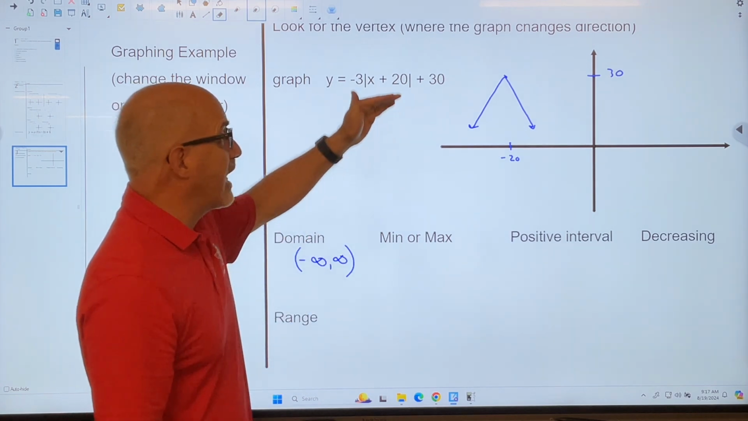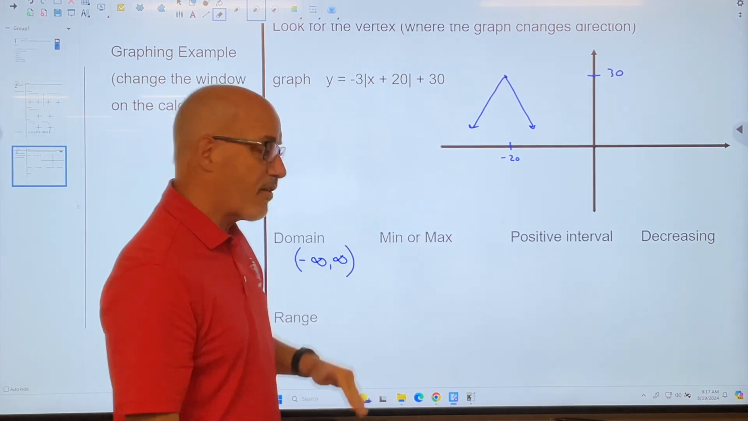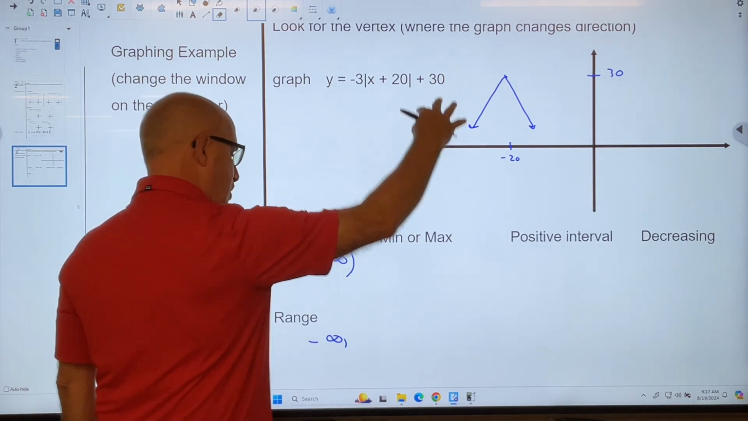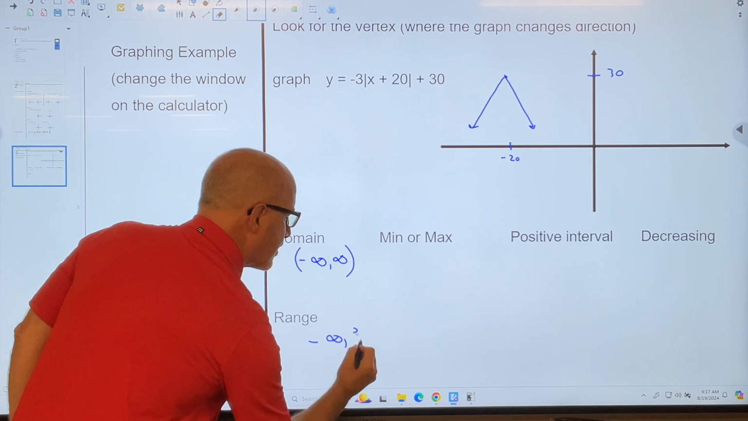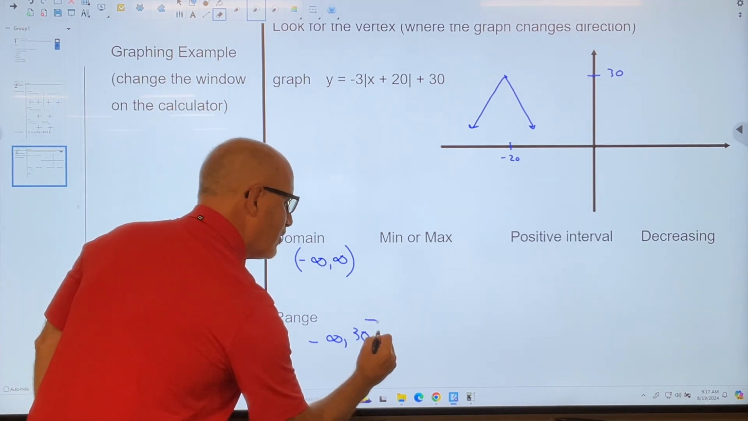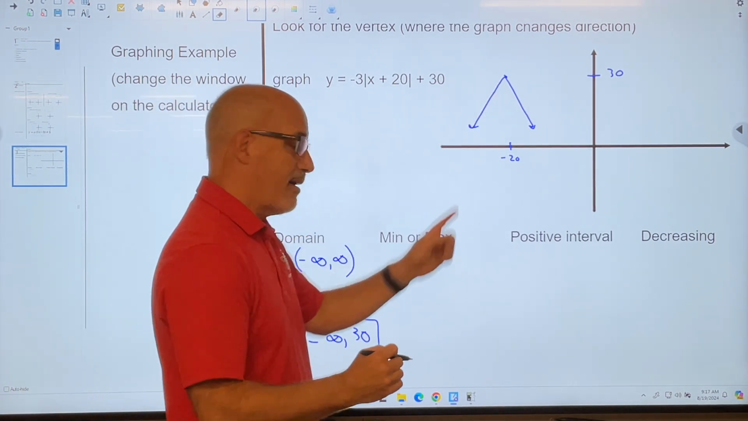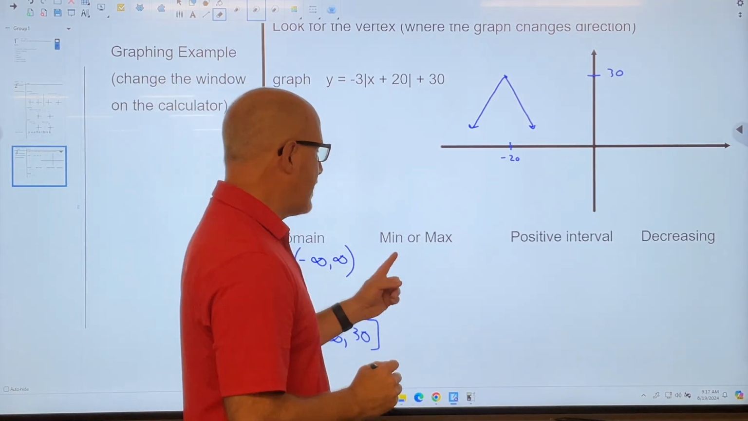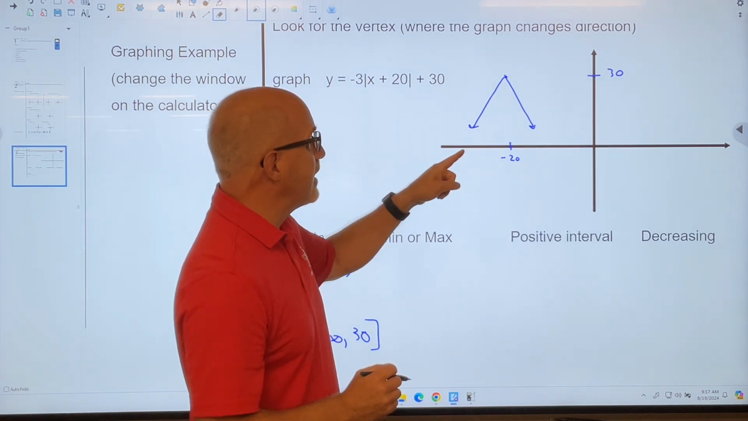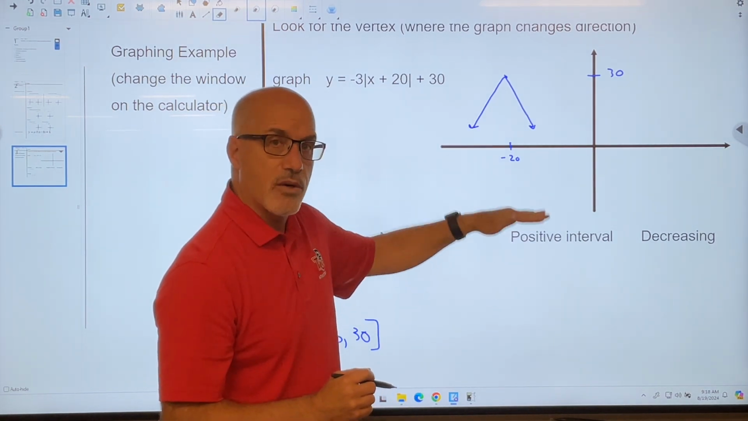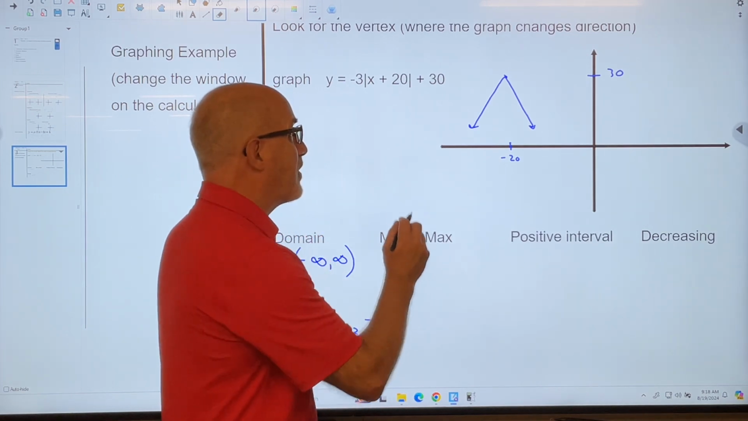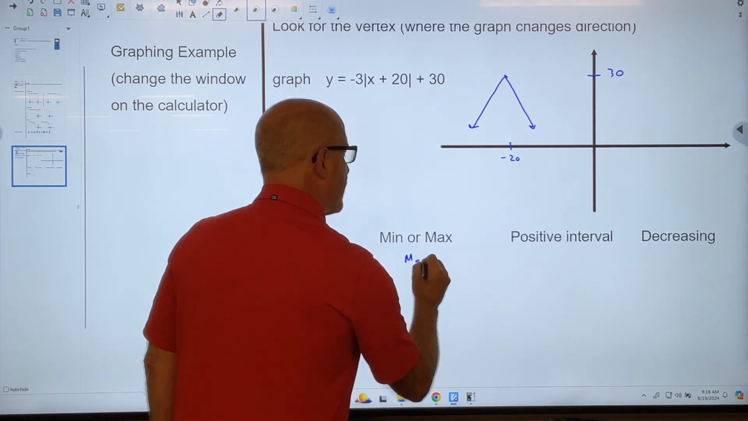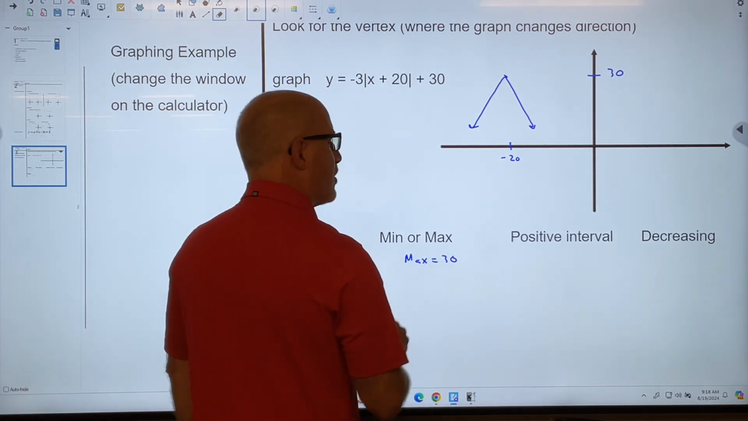But the range, on the other hand, the highest point is 30. It never gets above it. So I'm going to go with -infinity as the low point, because it keeps going down, and we go up to 30, where it ends. We include the 30 because it actually gets to it, but we never include the infinity because we don't get to infinity. The min for this one is, there is no min, because notice that it goes down to -infinity, but there is a max. The max is equal to 30 on this, because it goes up to 30 and then goes down from there.